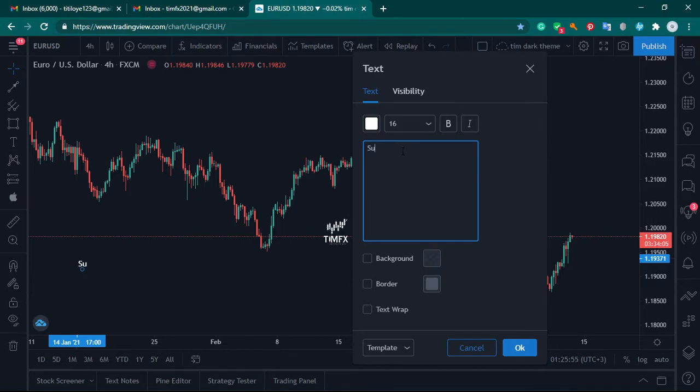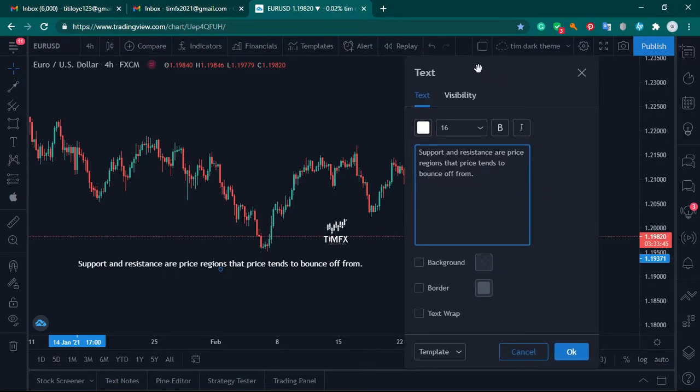So support and resistance are price regions that price tends to bounce off from. And resistance is always the one at the top, while support is the one beneath.